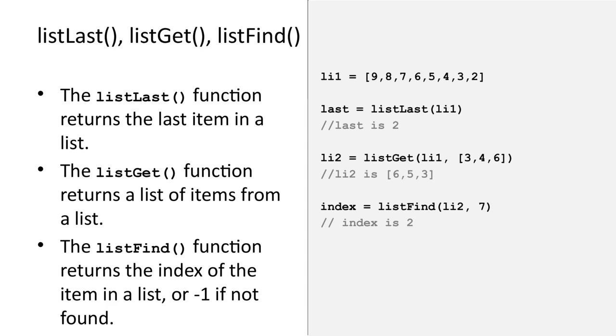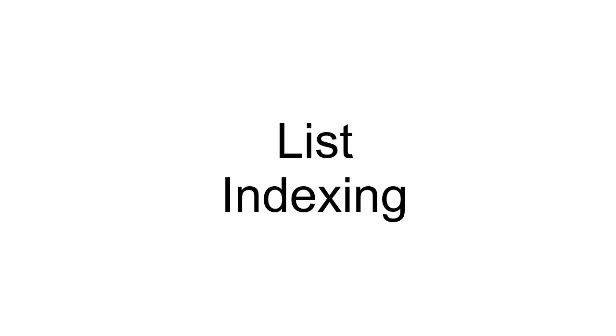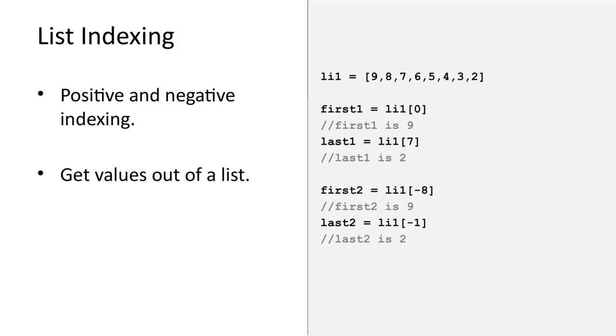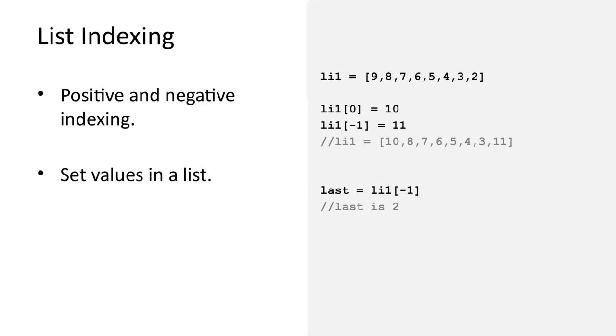Now let's look at list indexing. We already covered the basics of positive and negative list indexing. The examples on this slide show how you can get values out of a list. And on this slide, the examples show how you can set values in a list.